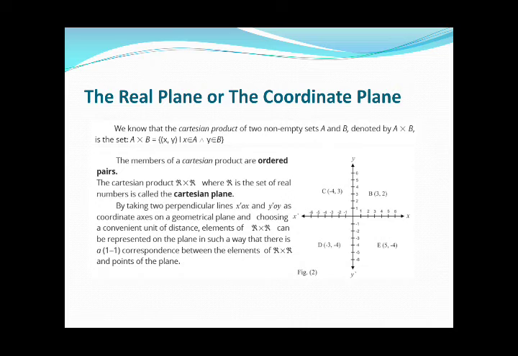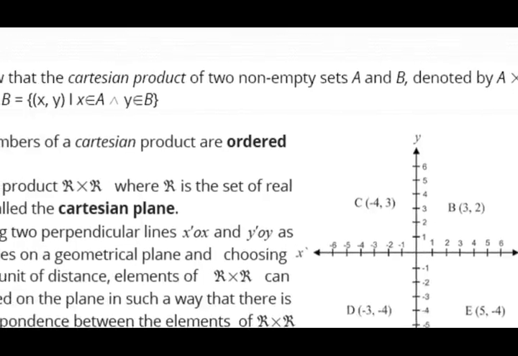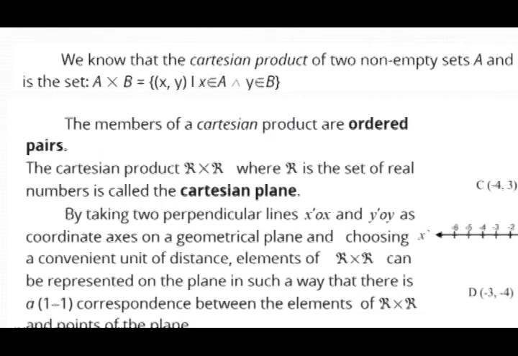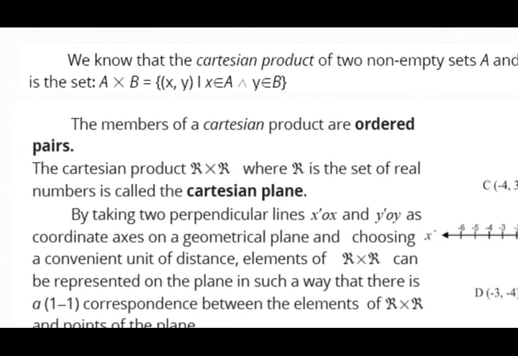Next, the real plane or coordinate plane. We know that the Cartesian product of any two non-empty sets A and B, denoted by A cross B, contains elements like the ordered pair x, y, where x belongs to A and y belongs to B. The members of the Cartesian product are ordered pairs. If you have two non-empty sets and take their Cartesian product, you get pairs x, y, called ordered pairs; the first element belongs to A and the second element belongs to B. The product R cross R, where R is the set of real numbers, is called the Cartesian plane.